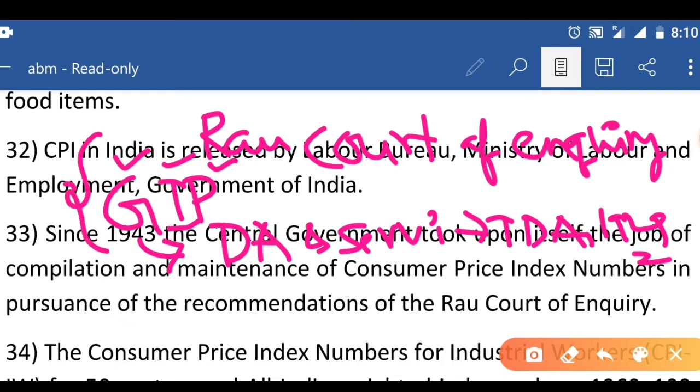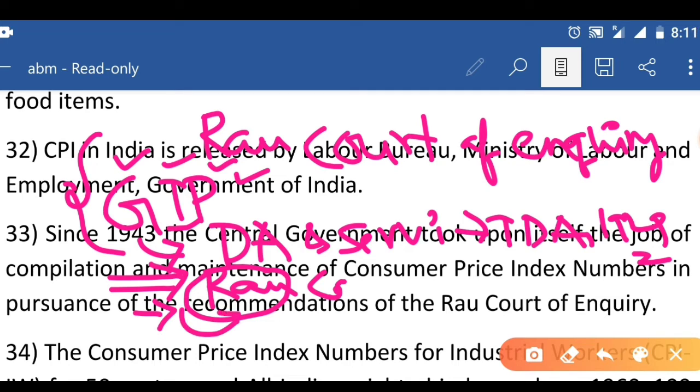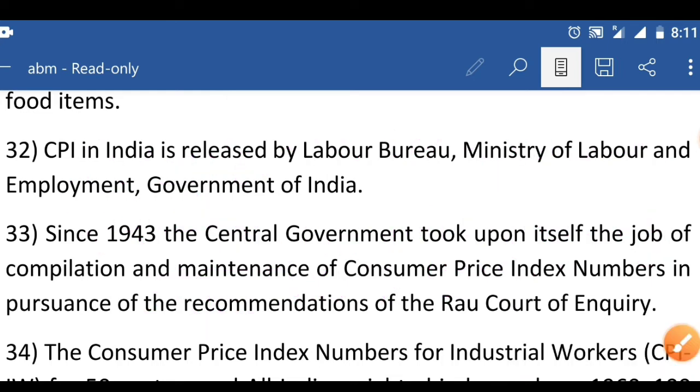Whenever the Great Indian Peninsular Railway raised the dispute, the government appointed one committee. That committee is nothing but the Rao Court of Inquiry. Here this Rao is a High Court Judge of Kolkata. So this committee submitted the report in 1940. So this committee made the following recommendations. Now we will see what the recommendations are.